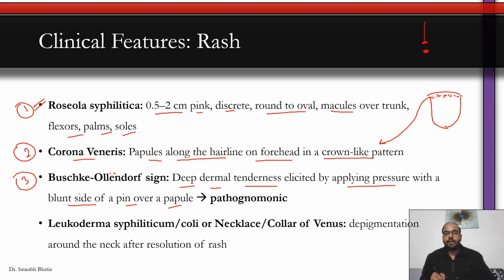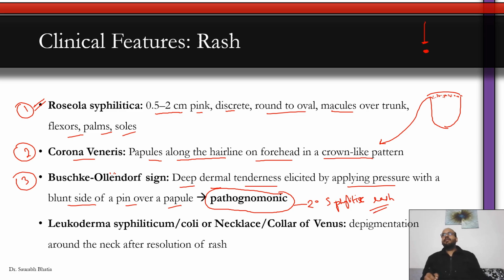This is known as Buschke-Ollendorff sign, and this is pathognomonic of secondary syphilitic rash. So if you see any kind of rash which is tender on blunt palpation with a pinhead, consider syphilis, secondary syphilitic rash. Now there have been hypotheses about why there is deep dermal tenderness, but mostly it is because of the involvement of the deep dermal vessels. So vasculitic-like inflammation has been mentioned as a reason for Buschke-Ollendorff sign.